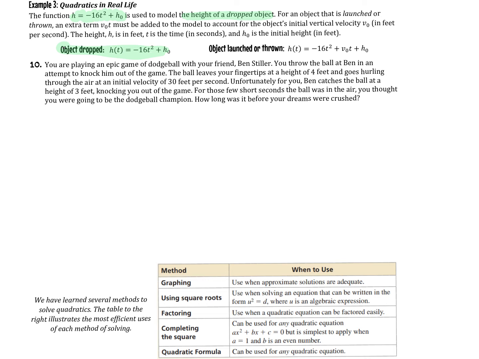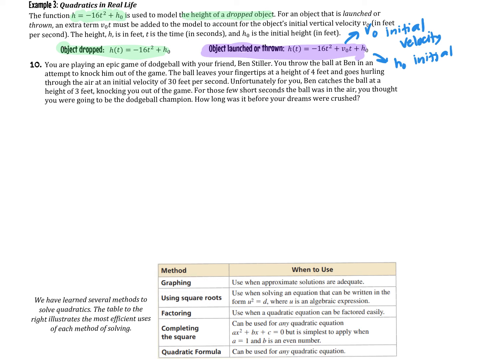Now, if instead of just dropping the object, I threw the object or launched it, then there's going to be a velocity component playing a role here. So you don't need to have these two functions memorized for this class. We will give you the functions if you need them, but you do need to know how to use them. So this function is saying -16t squared plus v naught times t, where v naught is just the initial velocity, plus h naught, which is the initial height. This is a real world model of the path of an object being thrown or launched.